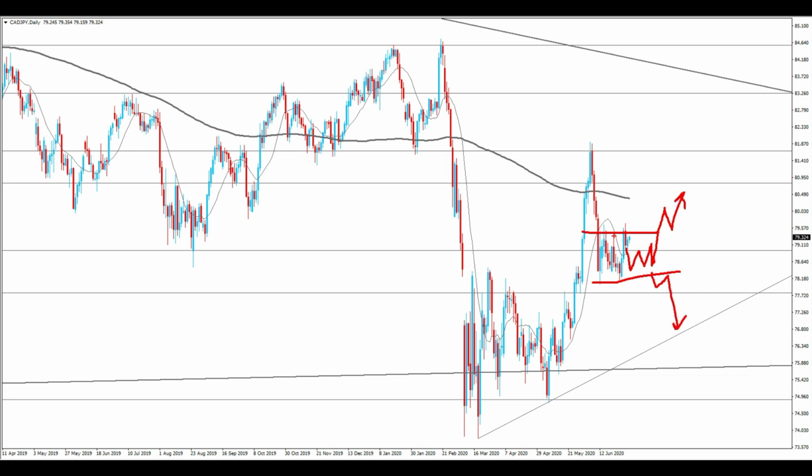So we'll just be waiting for whichever one happens, and if it's to the upside, we're expecting price to go and test that weekly trend line up here, and if it's to the downside, we're expecting price to come and hit that daily trend line.